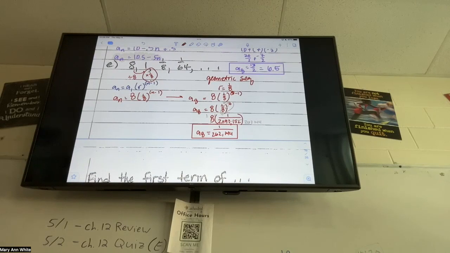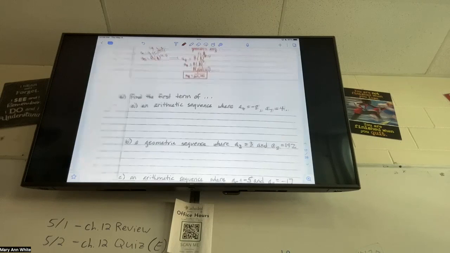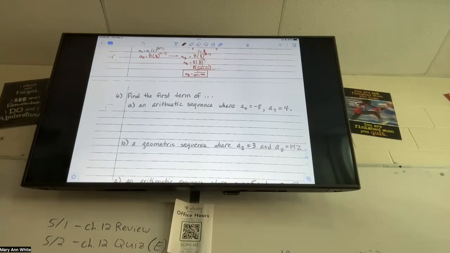All right, the last four problems are all the same type of problem. On these, I gave you the first term and the common difference, and you found a missing term. Now I'm going to give you a missing term or a random term, and we need to find the common difference or ratio, and we need to find the first term. If you turn the paper over, it says find the first term of the arithmetic sequence where a sub 4 is negative 8 and a sub 7 is 4. I'm going to write an equation for this, and I'm going to use my knowledge of systems of equations to solve those. Okay? So let's start.